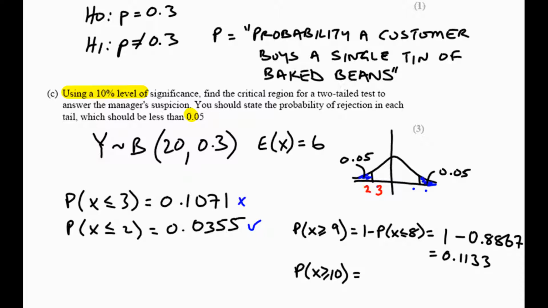What about greater than or equal to 10? That's 1 minus the probability that x is less than or equal to 9, which equals 1 minus 0.9520, which ends up being 0.0480.